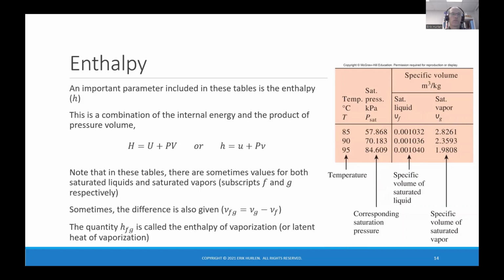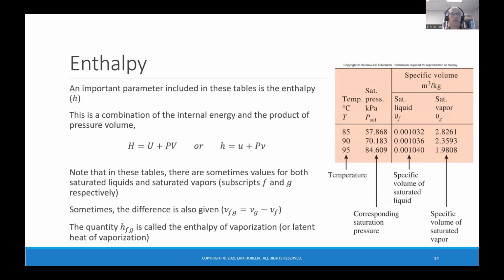There's also a third column, not shown here, called nu sub Fg. This is simply the difference between the two previous values. In other words, nu Fg equals nu G minus nu F. As we will see, this is useful for some calculations.